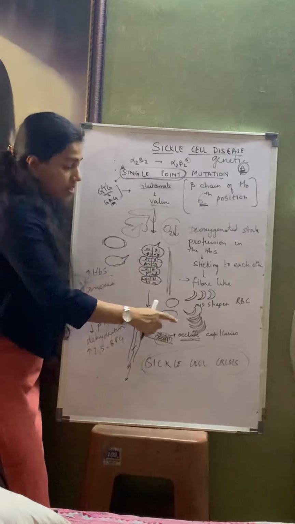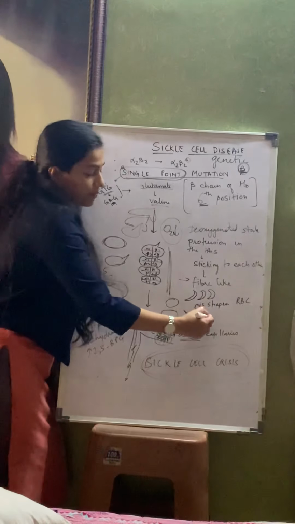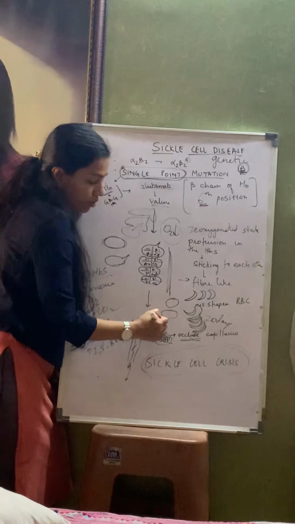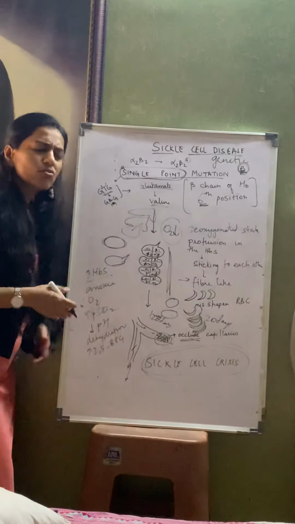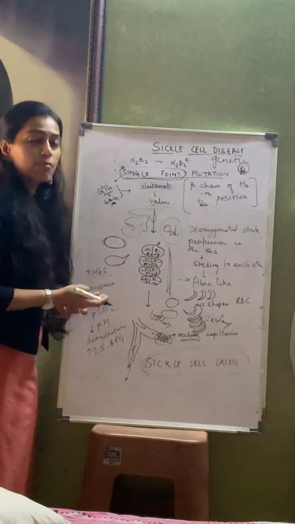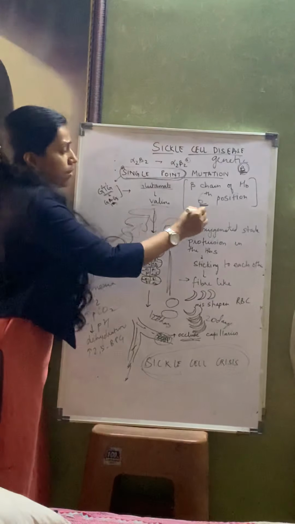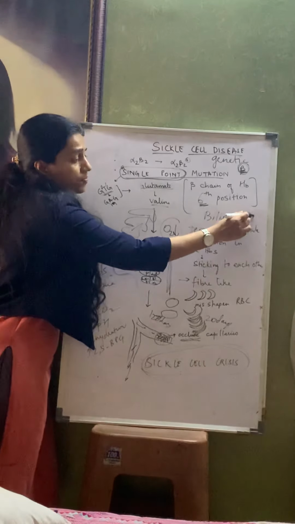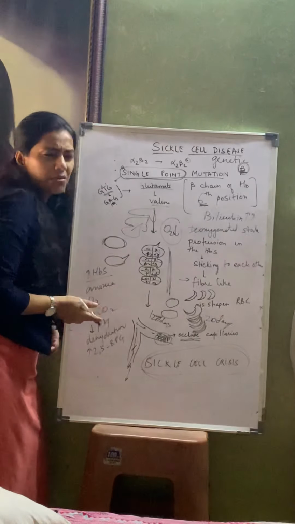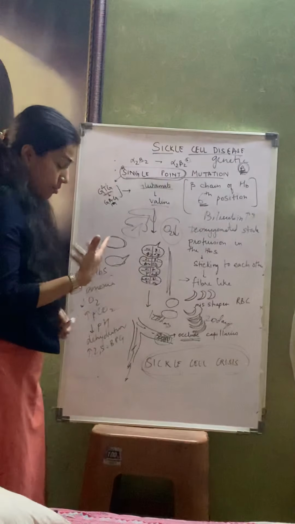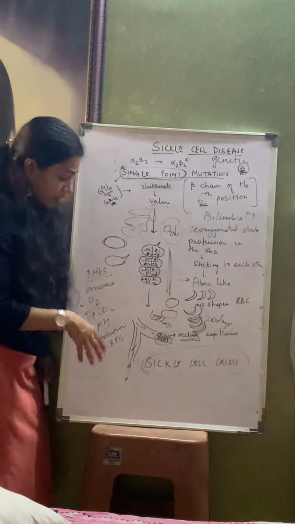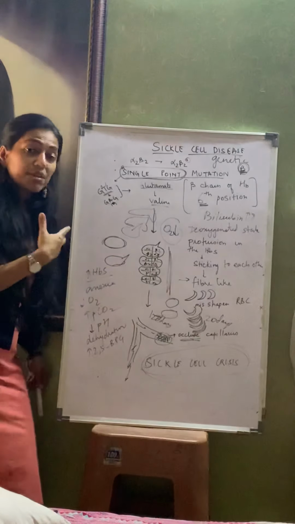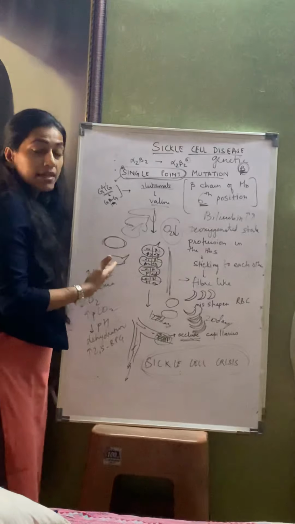The lifespan of such sickle cells is only 20 days as compared to the normal RBC, which is 120 days. So basically it will result in a number of conditions: sickle cell crisis, hemolytic anemia, the bilirubin will increase. So the patient has a lot of problems and will have to undergo a lot of treatment to overcome these problems.